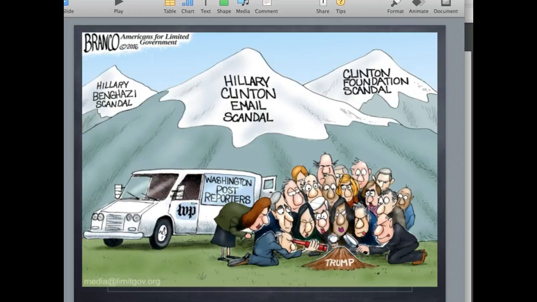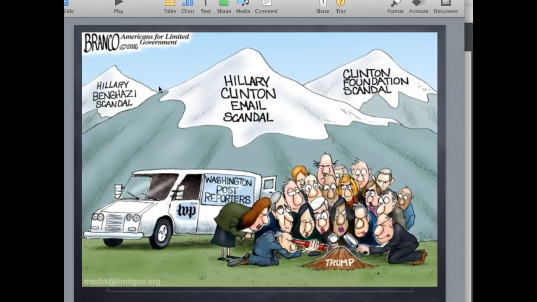Immediately what comes to mind for me is the expression making a mountain out of a molehill. Knowing that expression, and looking at all this labeling, the mountains labeled as Hillary Clinton scandals and then the Trump molehill, I believe that is what the cartoonist is saying. The reporters are trying to make a mountain out of a relatively small Trump molehill, where Hillary Clinton has all these scandals that are indeed mountains that the Washington Post reporters are ignoring.